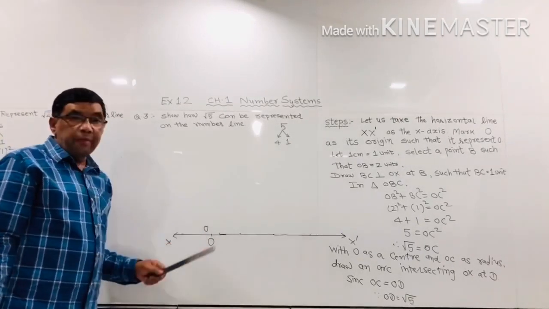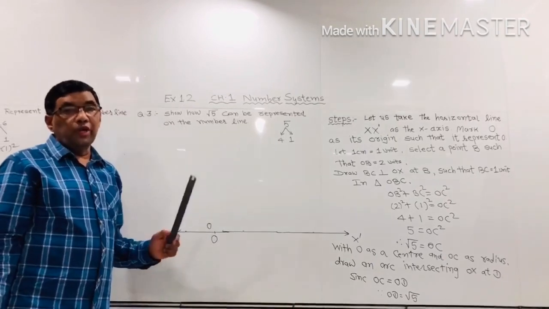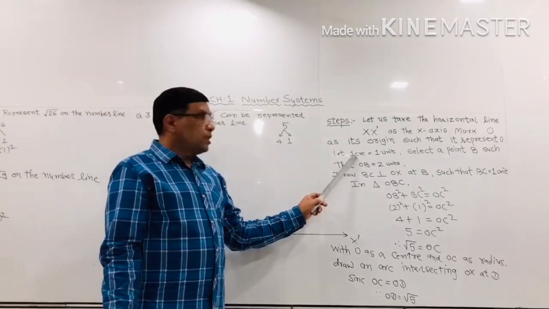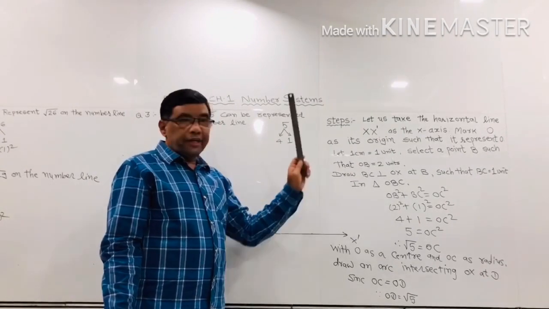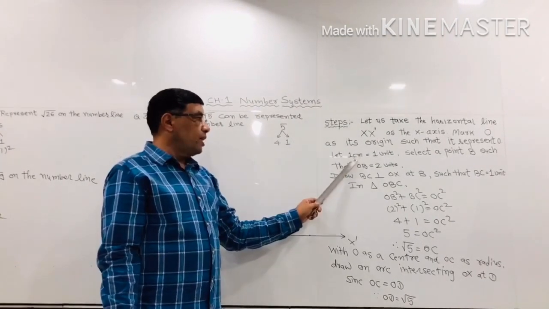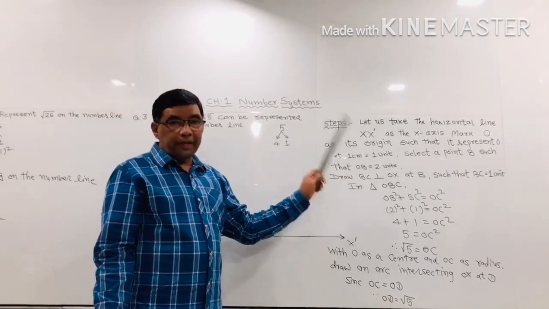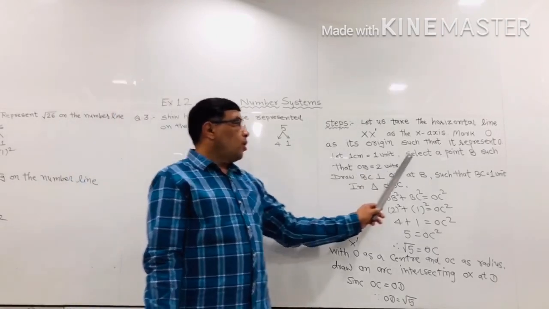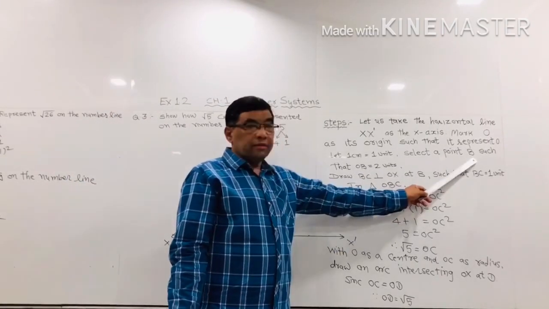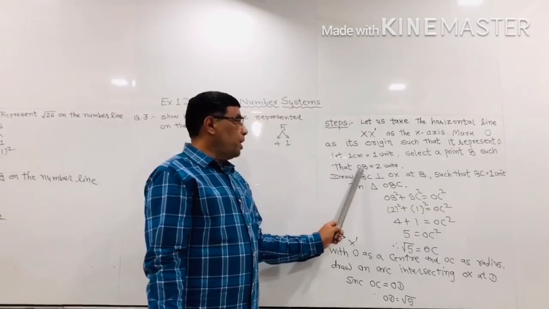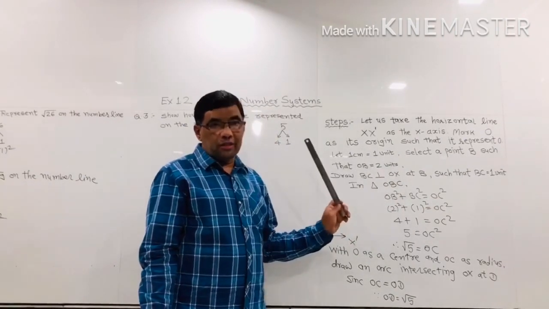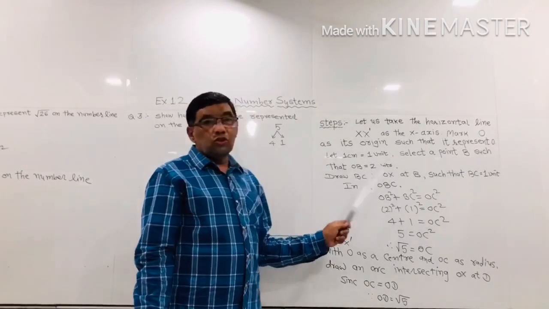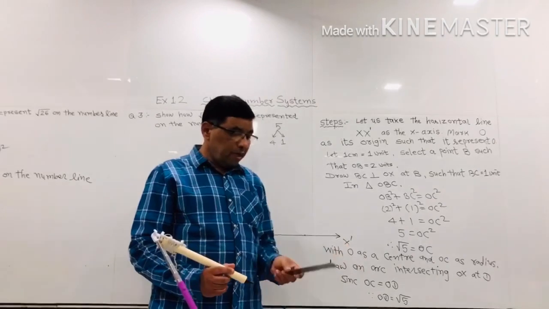Now the next step is we have to select a unit. So let 1 centimeter be equal to 1 unit. We have selected 1 centimeter as 1 unit. Now what do we do next on this line? On this line we select a point B such that OB is equal to 2 units. So 1 unit is equal to 1 centimeter, so 2 units is equal to 2 centimeters.